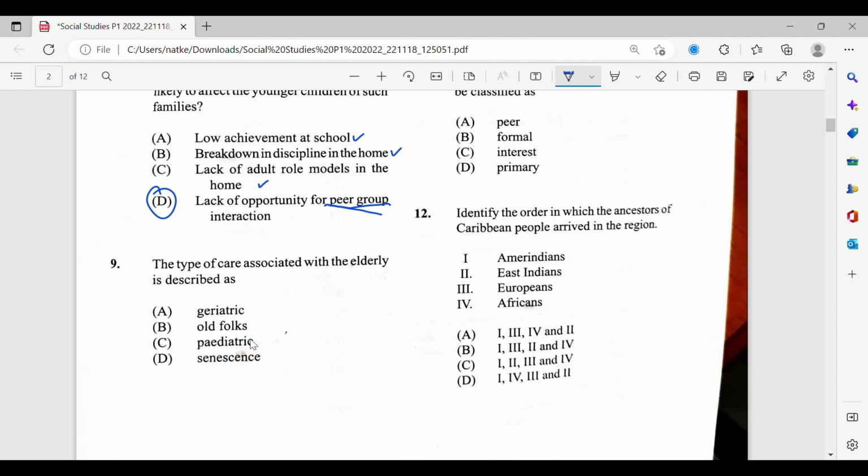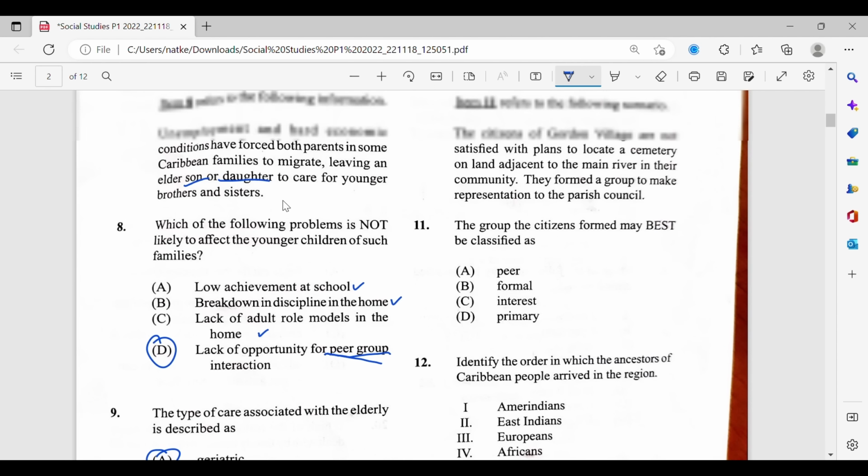Number 9, the type of care associated with the elderly is described as geriatric. All right, let's go to number 10.